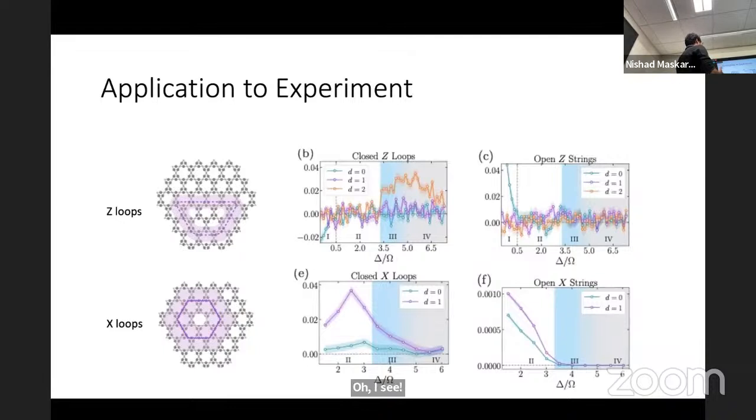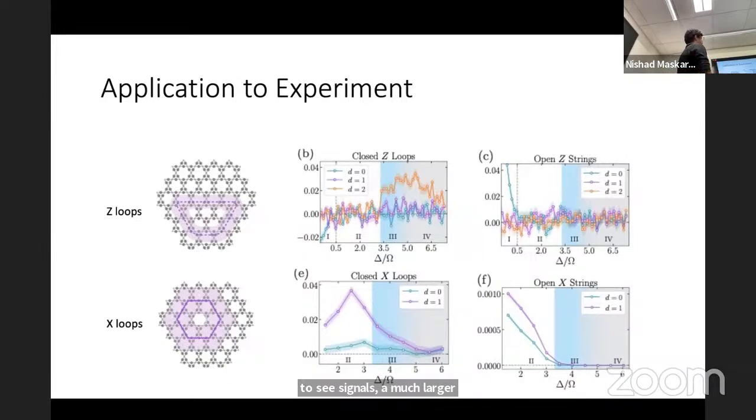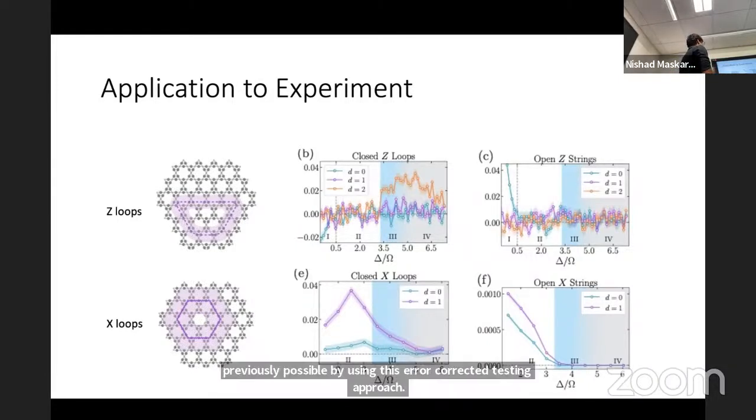If we just look at the signature of the closed and open loops, without any correction, those are the blue lines. Just looking at the blue lines, it's really hard to see any signal at these length scales. However, by applying the error correction, a few things happened. First and foremost, we were able to see signal even at these very long length scales, which is cool. We're able to see signal at a much larger length scale than was previously possible by using this error corrected dressing approach.